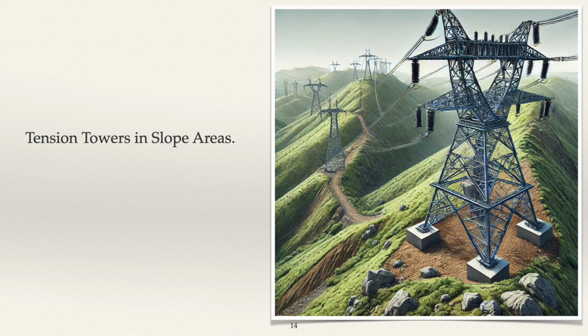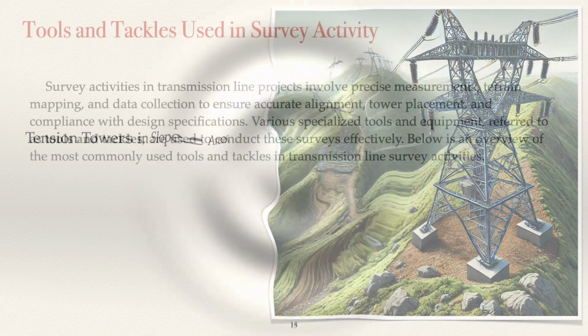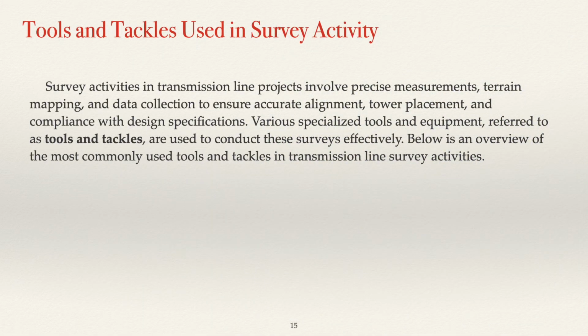Now let us understand what are the tools and equipment used in survey work. Now, let us know what are the tools and tackles used in survey activity. Survey activities in transmission line projects involve precise measurements, terrain mapping, and data collection to ensure accurate alignment, tower placement, and compliance with design specifications. Various specialized tools and equipment, referred to as tools and tackles, are used to conduct these surveys effectively. Below is an overview of the most commonly used tools and tackles in transmission line survey activities.